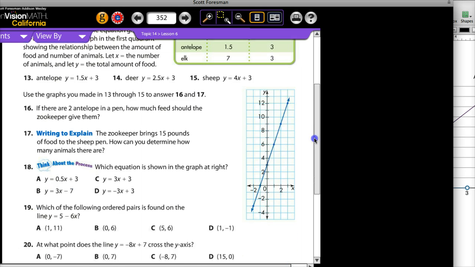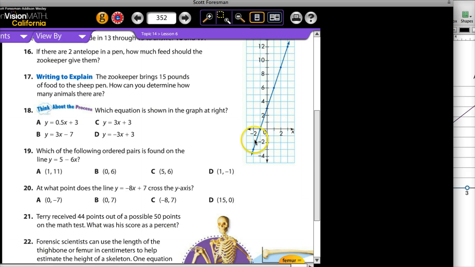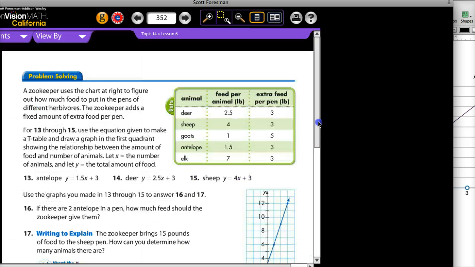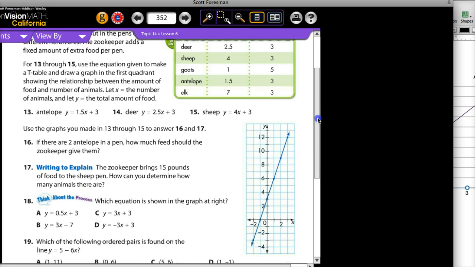Next, we're going to move to 17, 19, and 21. 17 is writing to explain. The zookeeper brings 15 pounds of food to the sheep pen. How can you determine how many animals there are? So here you can use your graph that you create for the sheep, okay? Or you can use this, okay? And then you have to write to explain.